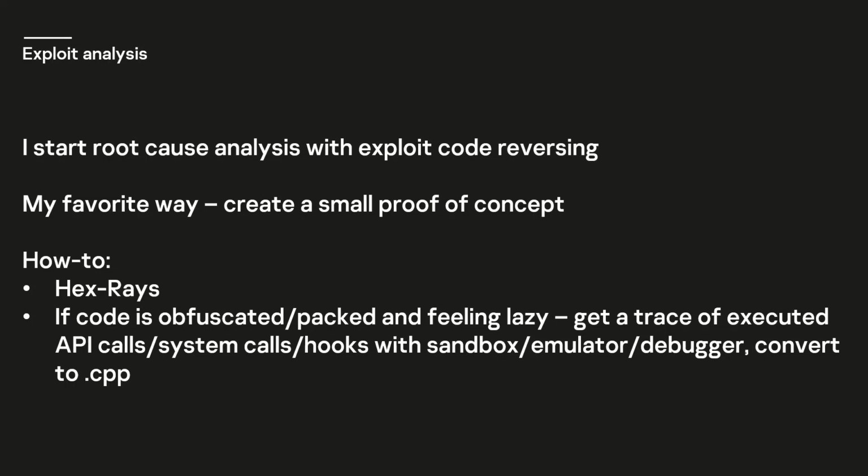First of all, there are hex arrays. Then, if code is obfuscated or packed and you are feeling lazy, and don't want to deobfuscate it, you can get a trace of executed API calls, system calls, and installed hooks with your sandbox, emulator, debugger, whatever you have, and then convert this trace to a C file and compile it. Well, this is my favorite way. This is how I like to do this, but it's not necessary.